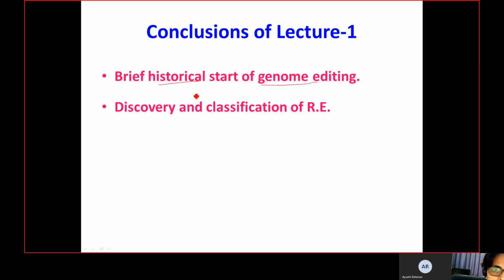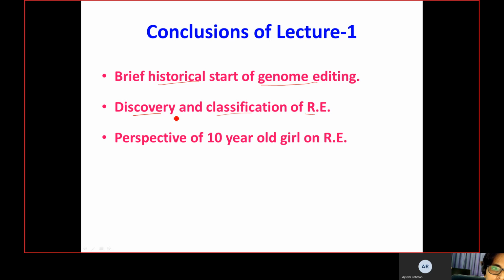Then the whole field was enhanced by the discovery and classification of restriction enzymes. Today we also saw type 1, type 2 and type 3 restriction enzymes. We also saw an interesting perspective of a 10-year-old girl on restriction enzymes. In her mind, the restriction enzyme works as a pair of scissors to cut an invading DNA.